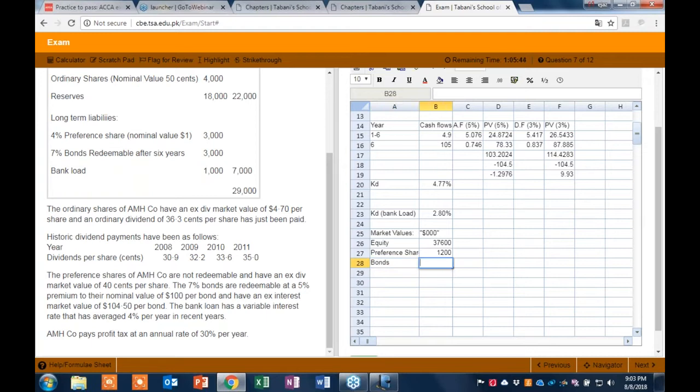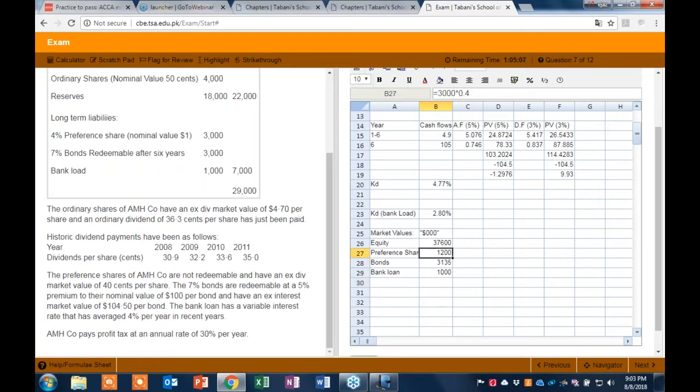And then we have bonds. The bonds have a par value of 3 million, divided by the par value, which is 100, to get the total number of loan notes, multiplied with the market value, which is 104.5. And the bank loan will always have the same market value because a bank loan cannot be traded. Therefore, it will have no market value. It should be reported at its par value. So this is the capital structure of the company.